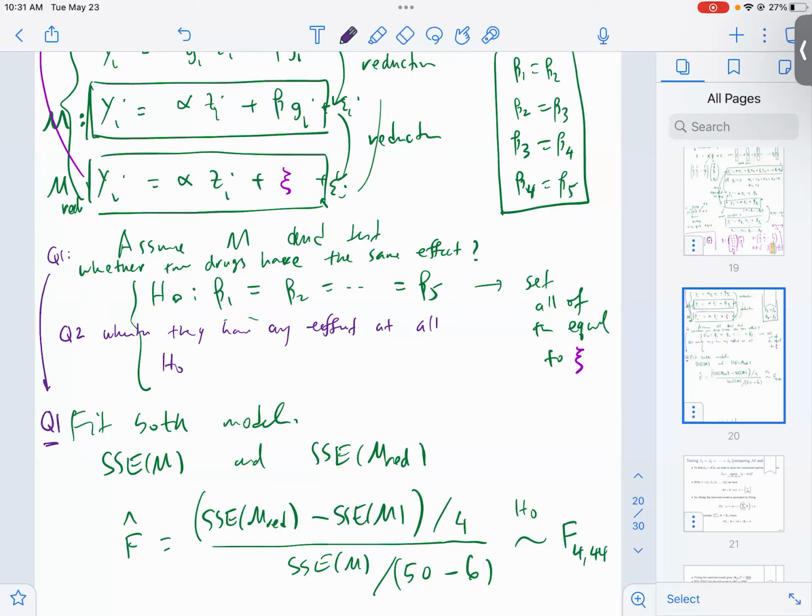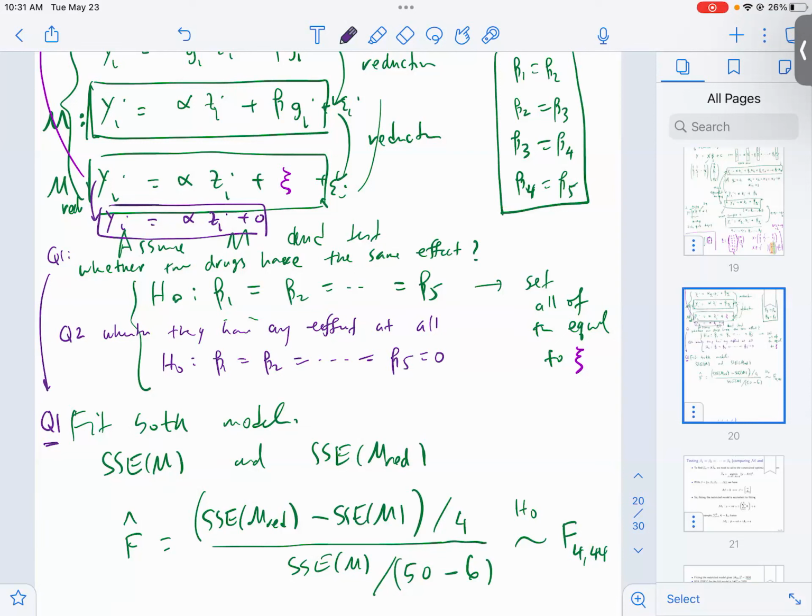Question 2 would be like H0: beta 2 all the way to beta 5 is equal to 0. The effect of this is that I'm going to go from one level down. So I get y_i is equal to alpha plus gamma z_i, with this coefficient I said is equal to 0. Okay, so this is a new model. This is at the bottom of the hierarchy.